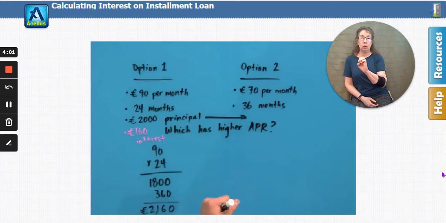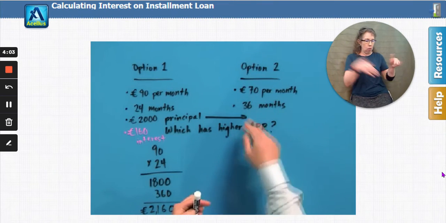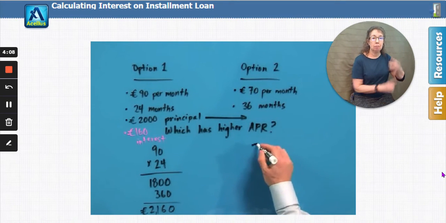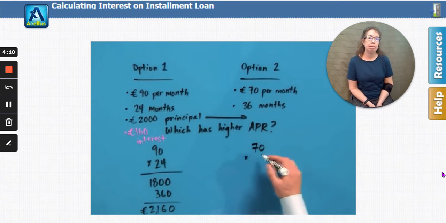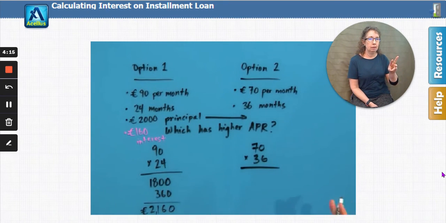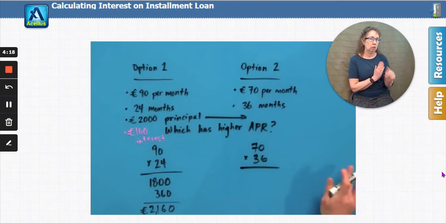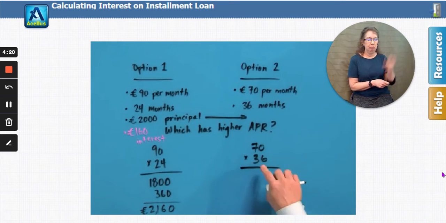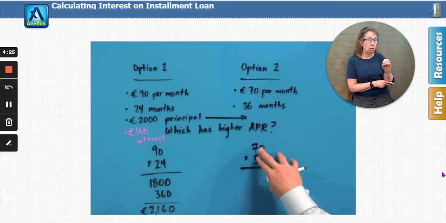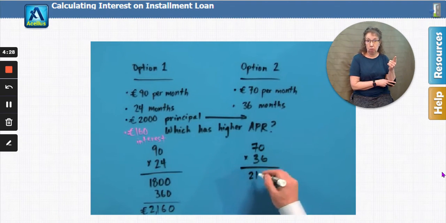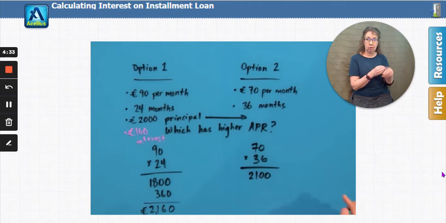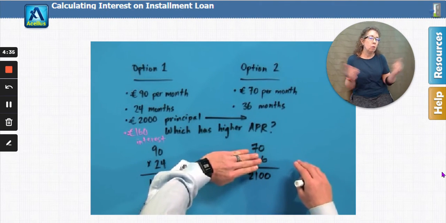Let's try the other one. 70 euros per month over 36 months. So we have 70 by 36 months. Okay, again, we can use our mental math skills. 36 times 70 is pretty taxing. I don't really know that. But I do know 30 times 70. 30, or 3 times 7 is 21. And 30 times 70 has 2 zeros after it. So that'd be 2,100. Now I just need to do the 6.